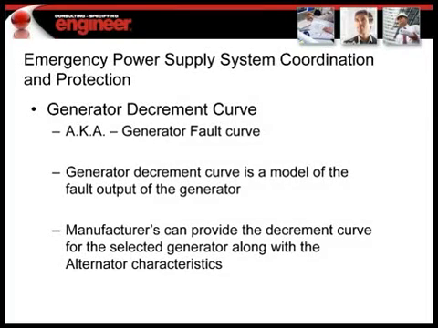The other curve is the decrement curve. The decrement curve is the generator fault curve. It's basically a model of what would happen if you had a fault and how that generator performed over time. The manufacturers obviously can provide that as well, but that decrement curve is tied to the same parameters, the XD double prime and all the other different parameters that I went over earlier in the presentation.